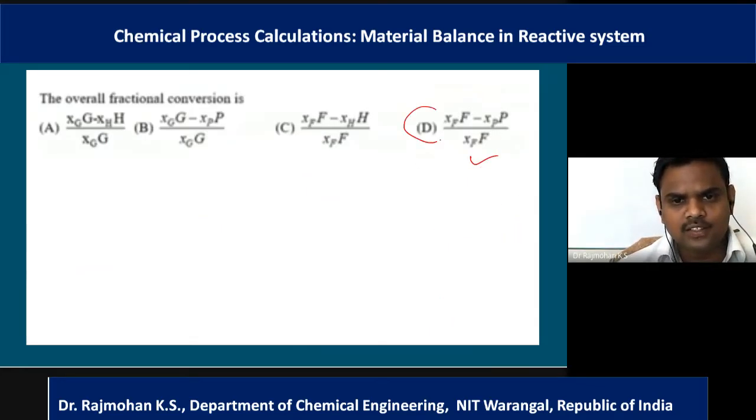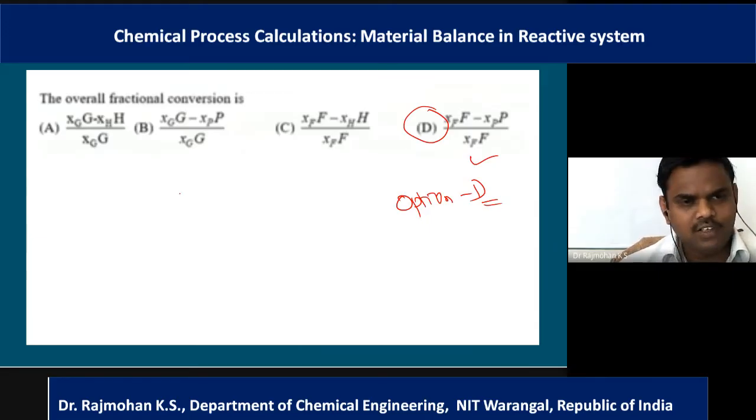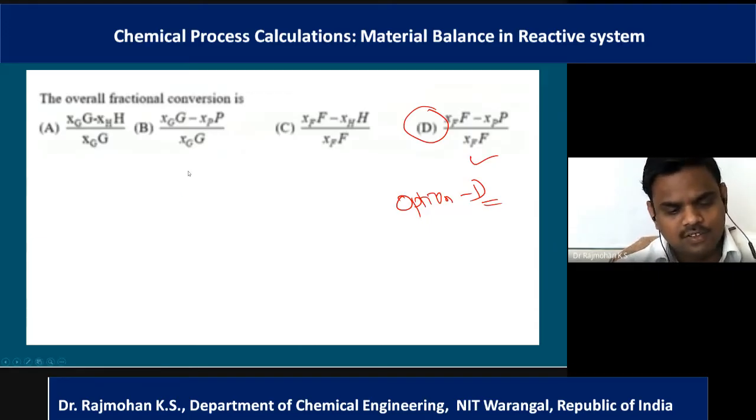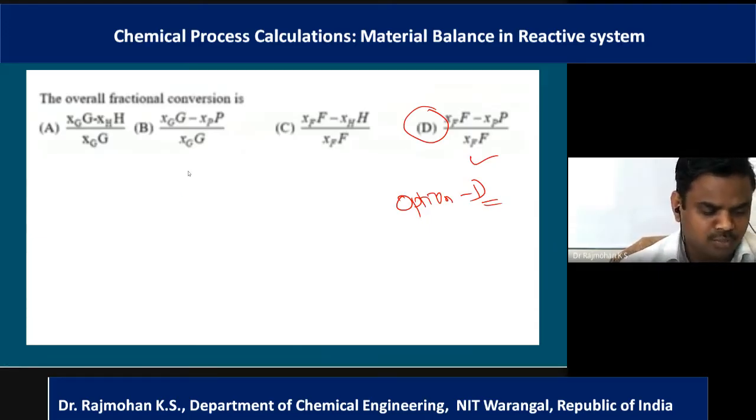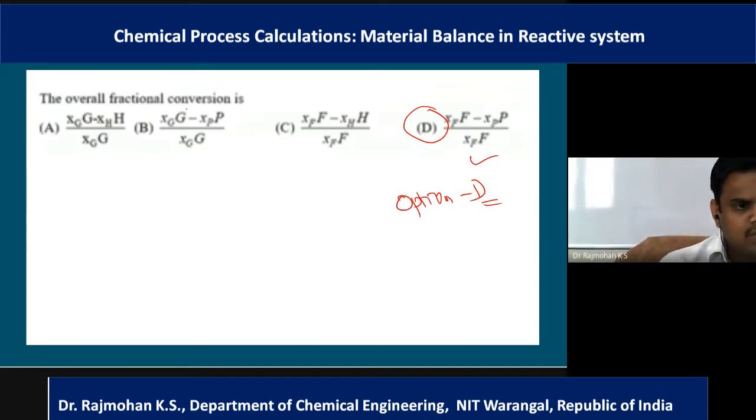So what is the correct answer? Option D is the correct answer. This is just to check the definition. This is not a numerical to solve. This is only about checking whether we know the definition of overall fraction conversion or not.